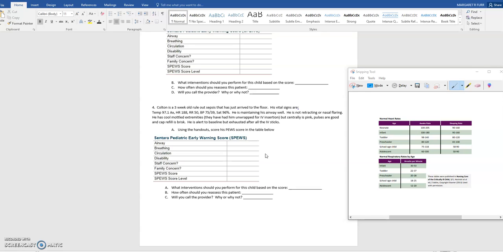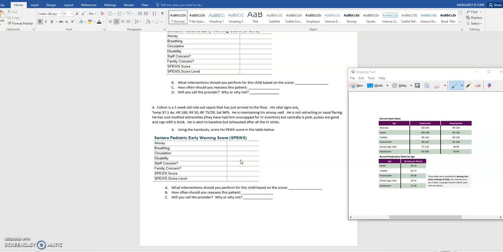Last question is Mr. Colton. So he gets a 0 for airway because he's not retracting or nasal flaring, maintaining his airway. He gets a 0 for breathing. Nothing's wrong there. His vital signs are okay. You notice they're kind of right on the borderline there. He does get a 1 for circulation, and that's because he is mottled on the extremities. If he was mottled centrally or blue or gray centrally, he would actually be a 2 or 3, but he just has cool mottled extremities, so he's going to score a 1 there.